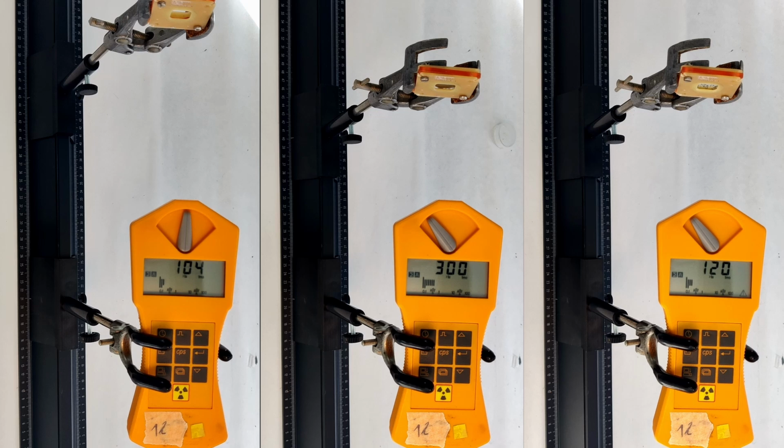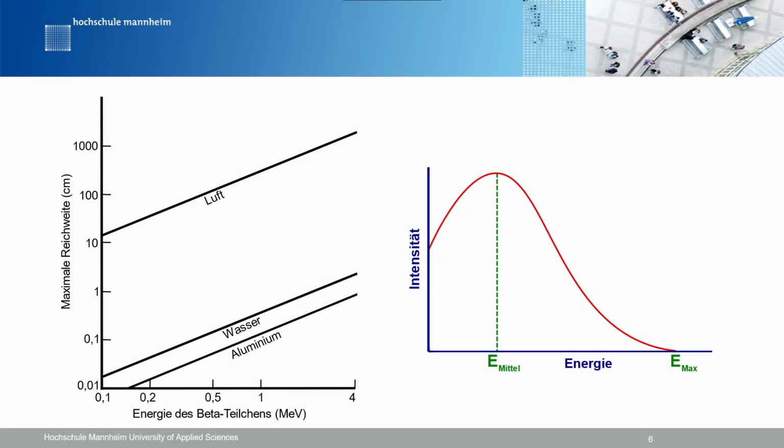This result seems even more surprising when we consider that our C14 source has nearly 200 times higher activity than our strontium-90 source. Hence, we conclude that the effectiveness of beta shielding strongly depends on the energy of the emitted radiation. Therefore, we must be careful in selecting the proper absorber when measuring beta particles.